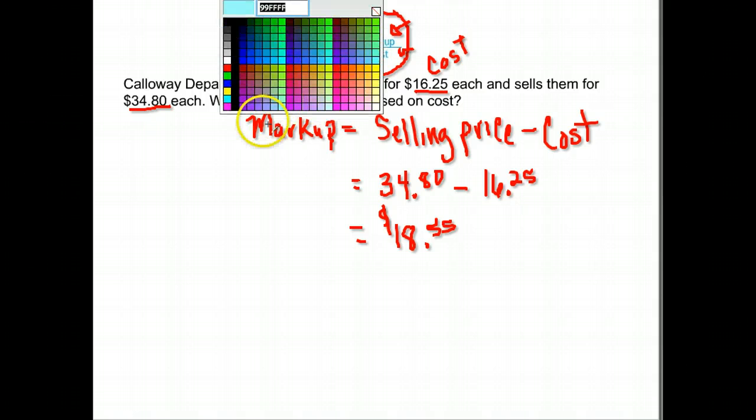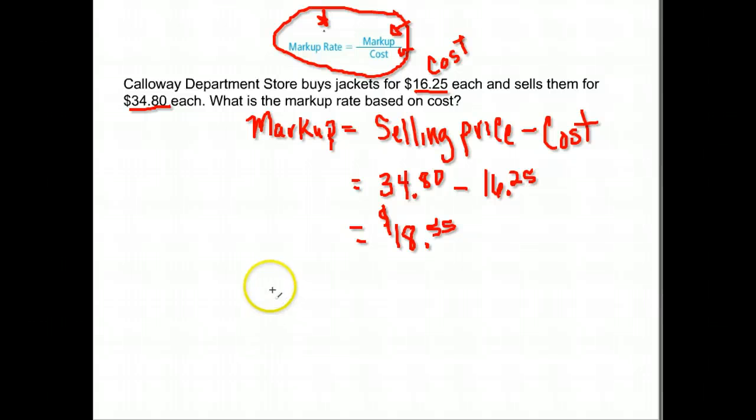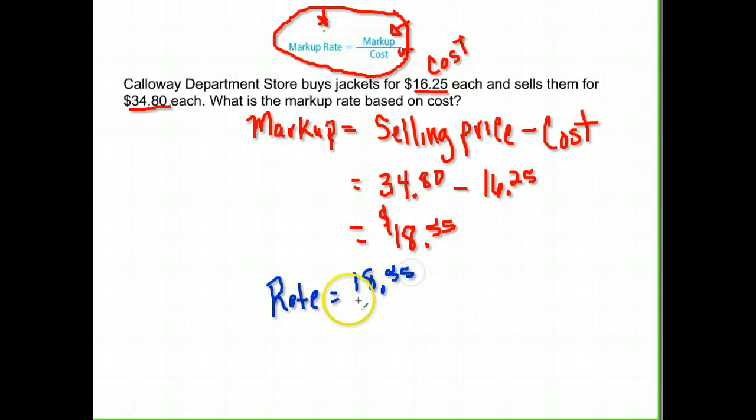Okay, let me change colors. The markup rate, we take the markup, which we found was $18.55, divide by the cost. The cost of each jacket was $16.25. Be careful right there. Make sure you don't go back to the selling price. We're doing the markup based on the cost of the item this time. So we're doing $18.55 divided by $16.25.